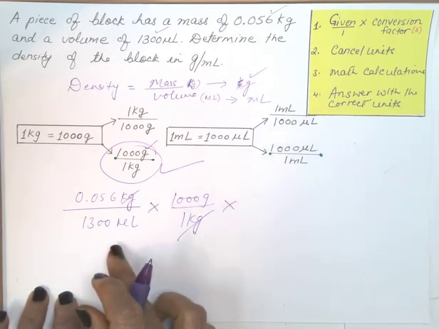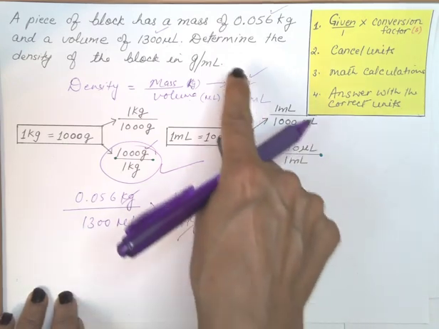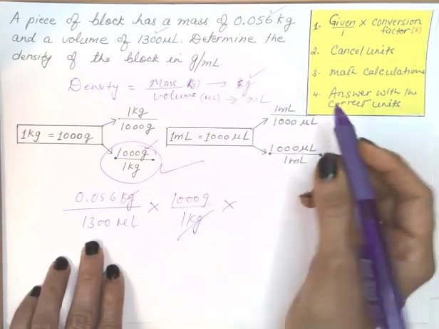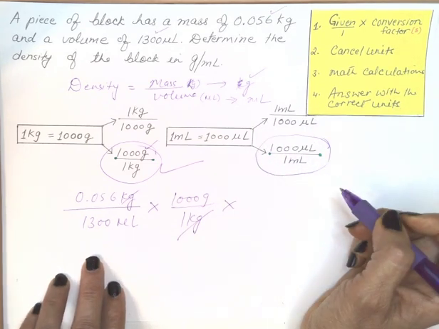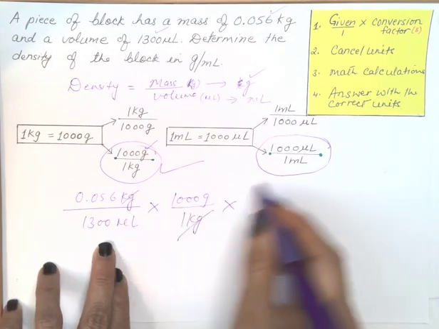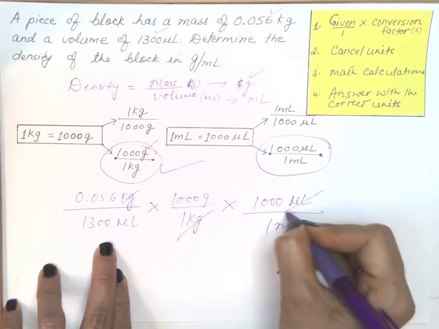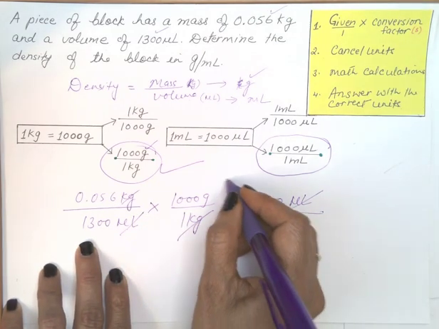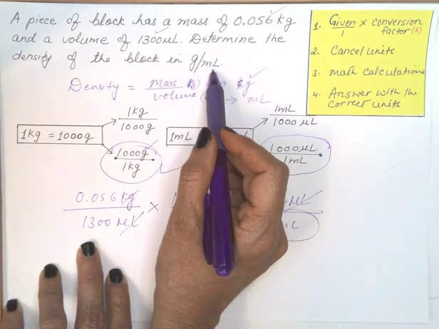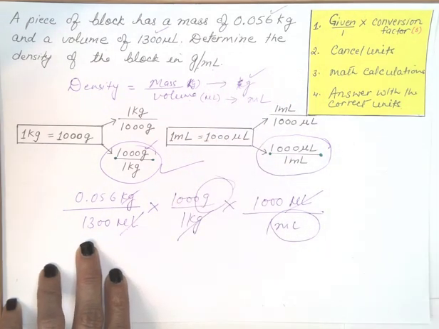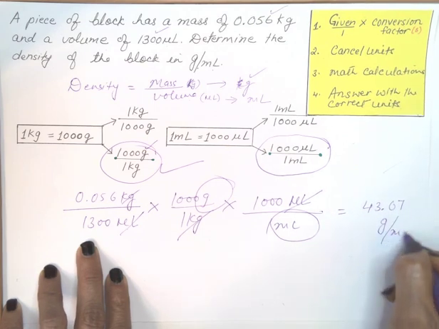Now here in the denominator I have microliter for volume, but do I want the microliter or do I want the milliliter? I want the milliliter in my answer. So when you pick the fraction here, our microliter has to be at the top because I want to cancel microliter and microliter. So what am I left with? I'm left with grams and milliliters. This is exactly what is asked here, grams per milliliter. Now you solve it. You're going to get 43.07 grams per milliliter.